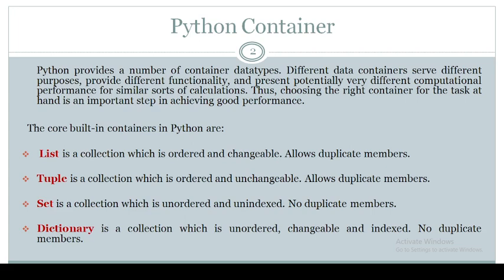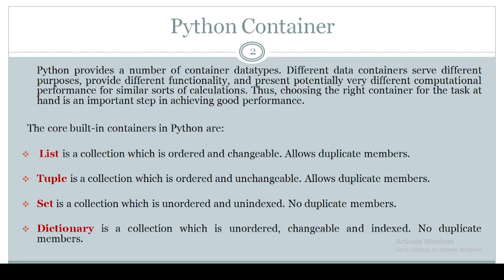A list is a collection which is ordered and changeable. A list is a collection of elements. We can keep different types of elements in a list, which is ordered, means all the elements of a list are in order, means they have one index value, and they are changeable, means we can change any item, we can delete an item, we can add an item at any position. So list is a collection which is ordered and changeable, and it also allows duplicate members, means we can have the same item in a list.